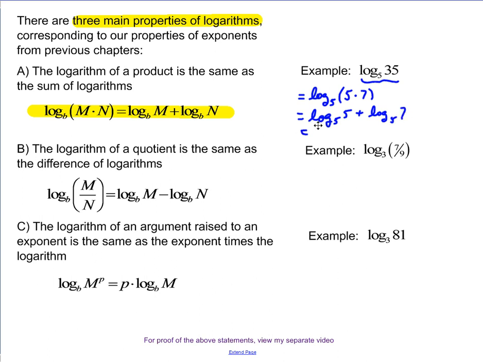And of course, logarithm base 5 of 5 is 1. So whatever the logarithm base 5 of 7 is, if we add 1 to that value, we should get the same thing as the logarithm base 5 of 35. And you can verify this for yourself using your change of base theorem and a calculator. And I might actually encourage you to pause the video right now and try that out.